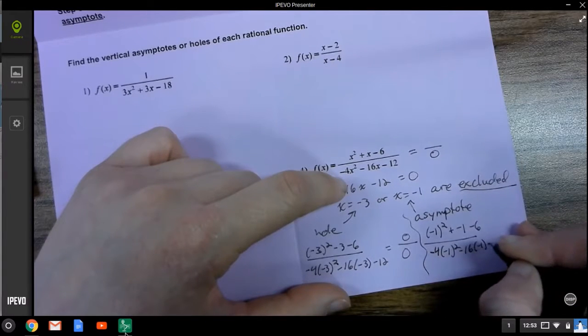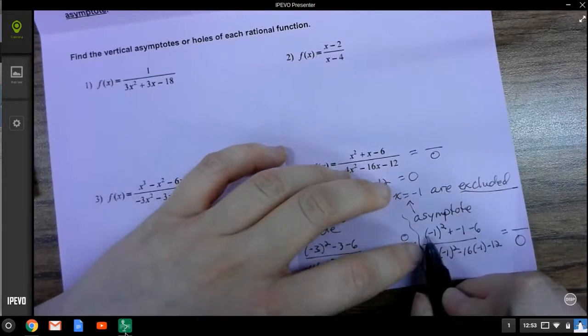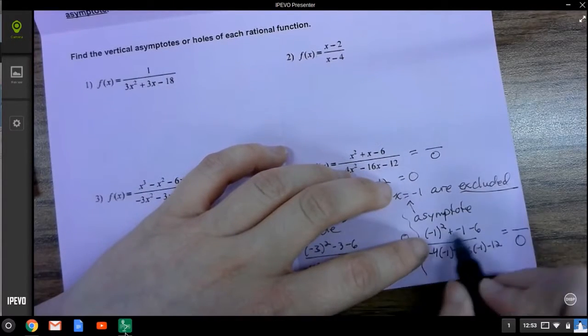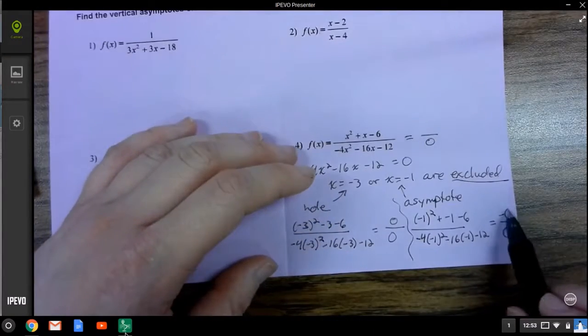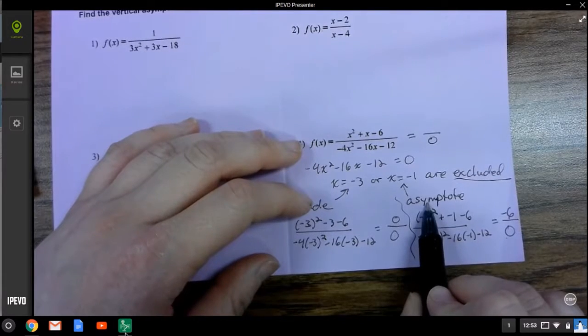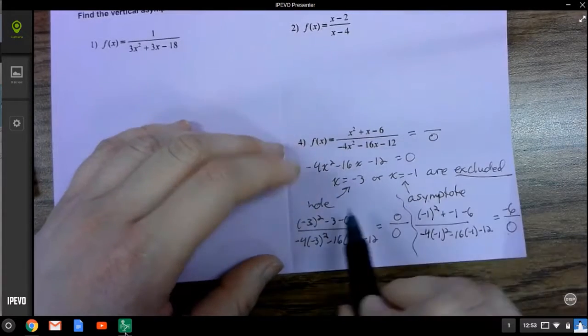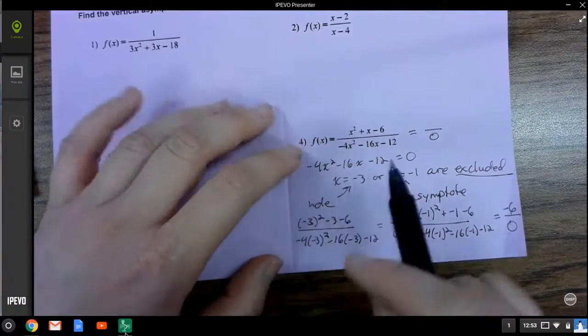I'm running out of room to write, you guys. This isn't good. All right, 0. Okay, so -1 squared is 1, minus 1 is 0, minus 6 is -6. So a number other than 0 over 0 means you have an asymptote, or you can see it in the darn graph. And 0 over 0 means you have a hole. And again, you can check that on your graph as soon as you know where to look for it.